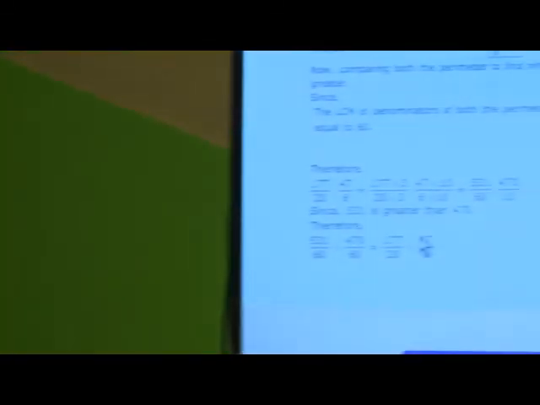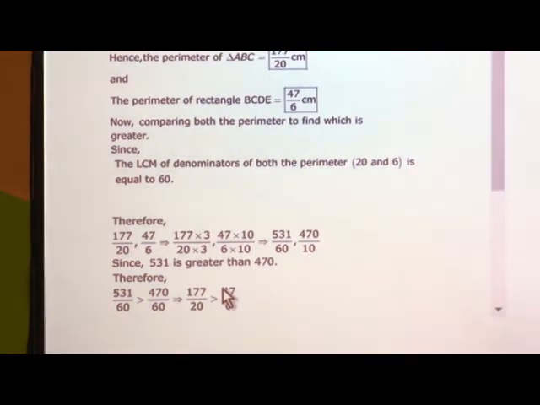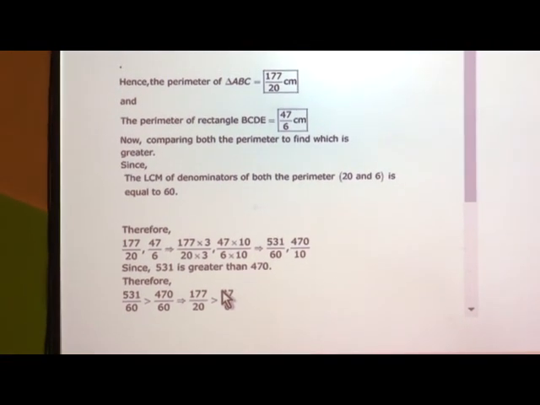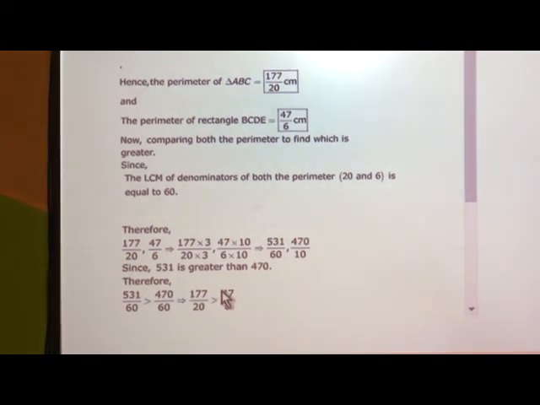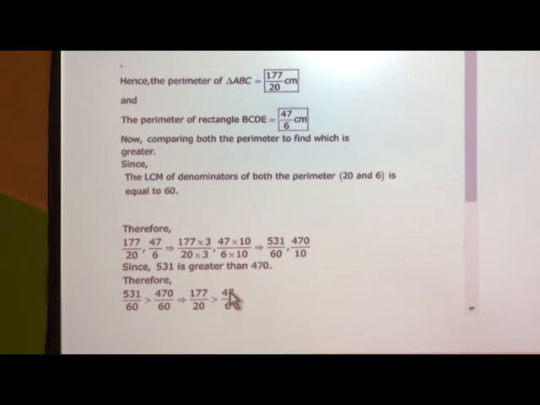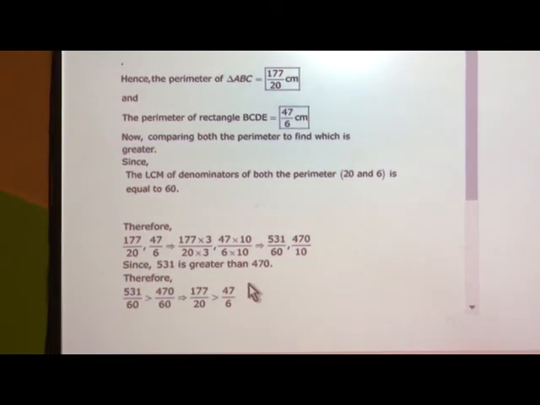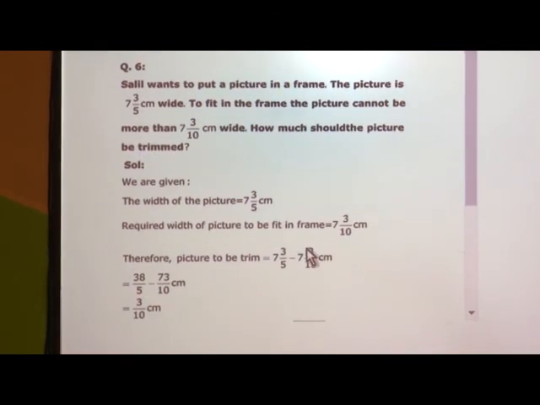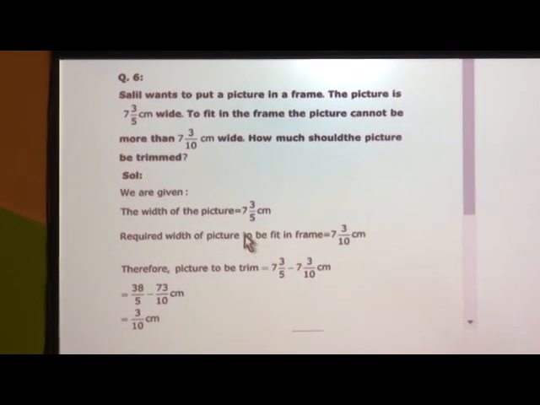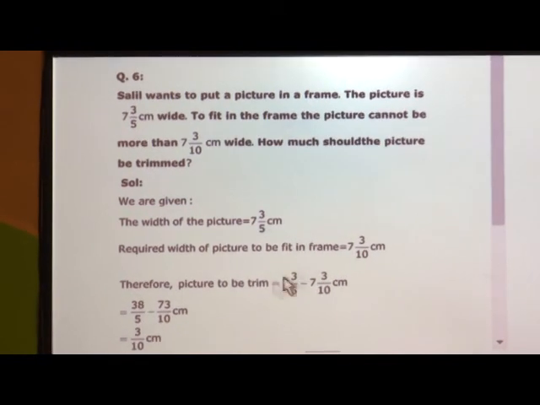Now, in short, by solving all these steps we can find the perimeter of a triangle as well as the perimeter of a rectangle, and the comparison of these. Now you have got the answer: 177 upon 20 is greater than 47 upon 6. It means the perimeter of the triangle is greater than the perimeter of the rectangle. Here we have one more example. It is very easy, because you already did the one with complicated figures, so it will be easier for you to solve.